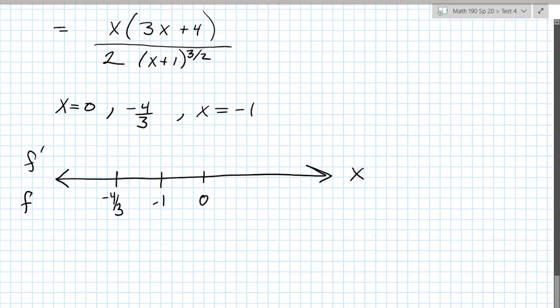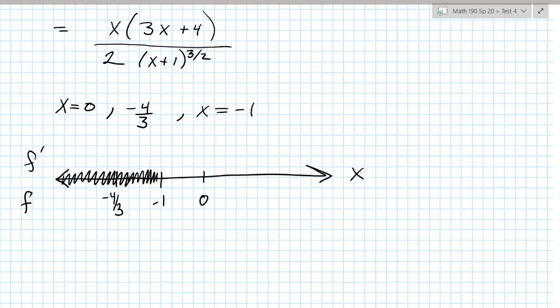So when I look at this number line, really everything over here doesn't matter because it would give us imaginary numbers in our original function. It's not part of the domain. So I can get rid of all of that, and really now I only have to check 2 test points. My first test point is going to be a -1/2.